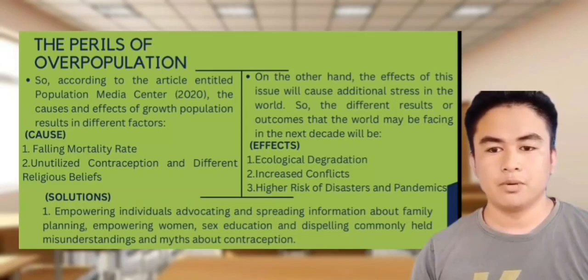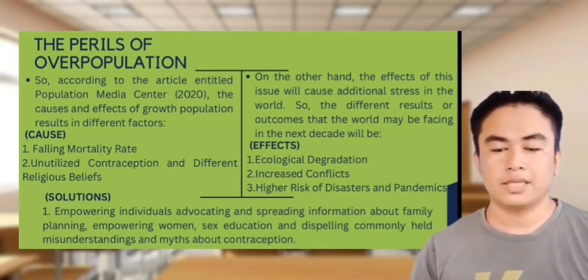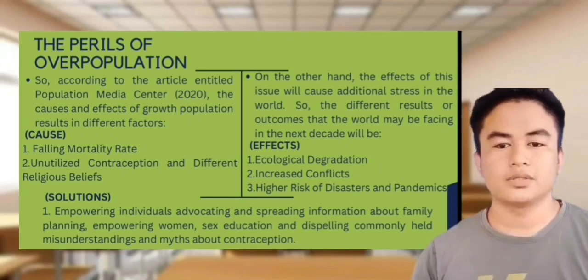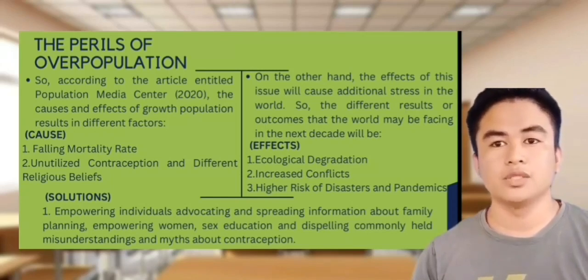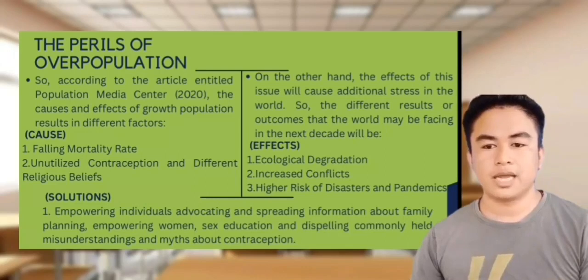Cause: the falling mortality rate. An imbalance between births and deaths is the primary and perhaps most obvious cause of population growth. Lifespans are increasing around the world as a result of modern and advanced medical technology, unutilized contraception, and different religious beliefs. Along with that encouraging trend, contraceptive use has increased slowly but steadily, because the World Health Organization estimates that 214 million women in developing countries who want to avoid pregnancy do not use modern contraceptives.